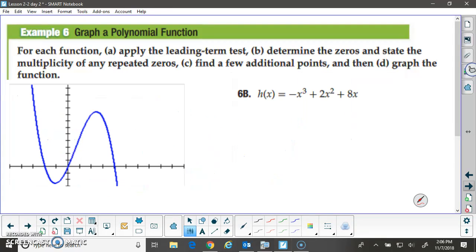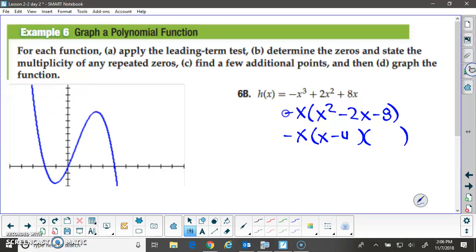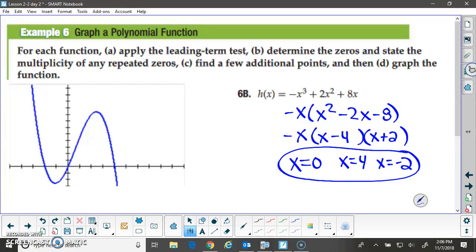Last example, same kind of problem. It says for each function apply the leading term test. Well, this one would be a disco guy, Larry. Left side goes up, right side goes down because the degree is odd and the leading coefficient is negative. Determine the zeros. Well, to do that, we'd want to factor this. So I'm going to take a negative x out. Leaves me with x squared minus 2x minus 8. From there, I can break that down into x minus 4 times x plus 2. So our zeros are 0, 4, and negative 2. None of these have multiplicity 2 because each of those factors is just raised to the first power.